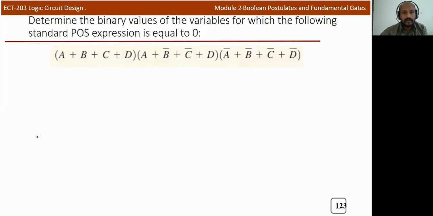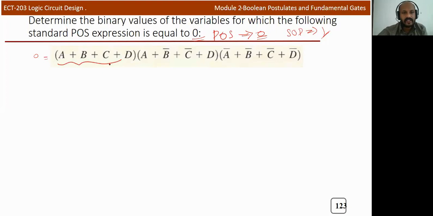Now we need to identify the binary values for which the function results in 0. When you consider a POS expression, you will always check when the function value is equal to 0. So please note down the difference. When it is an SOP form, we check for the function value equal to 1. When it's a POS form, we check for the function value equal to 0. Means we need to get the output of this particular function equal to 0.